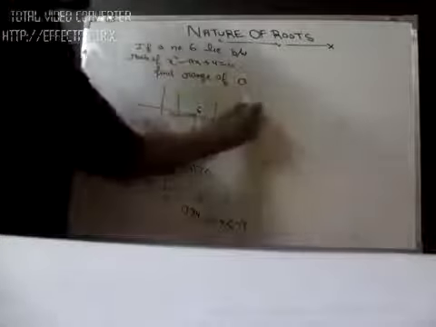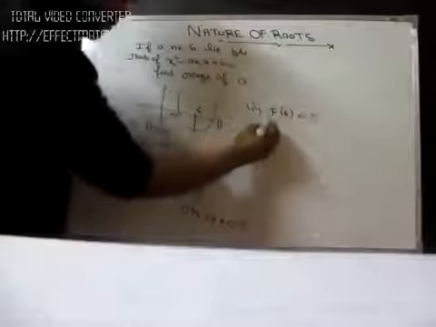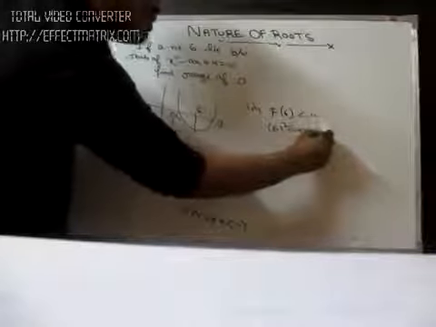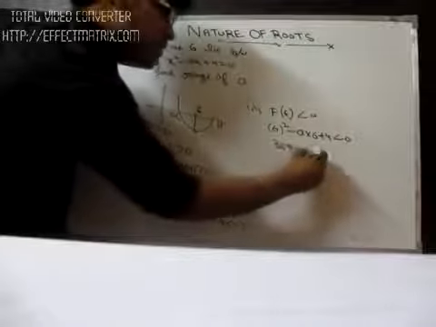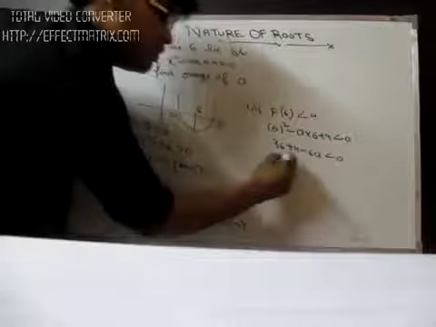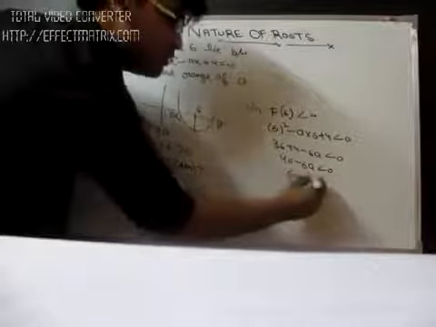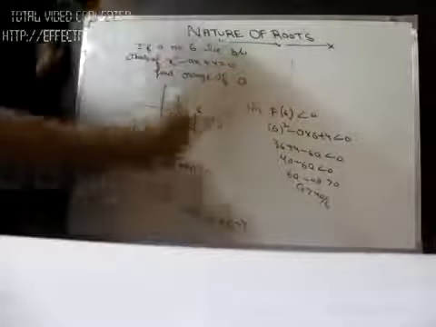Now second condition, f of 6 is less than 0. f of 6 means 6 square minus a into 6 plus 4 is less than 0. 36 plus 4 minus 6a is less than 0. Means 40 minus 6a is less than 0. Means 6a minus 40 is greater than 0. Means a is greater than 40 by 6.